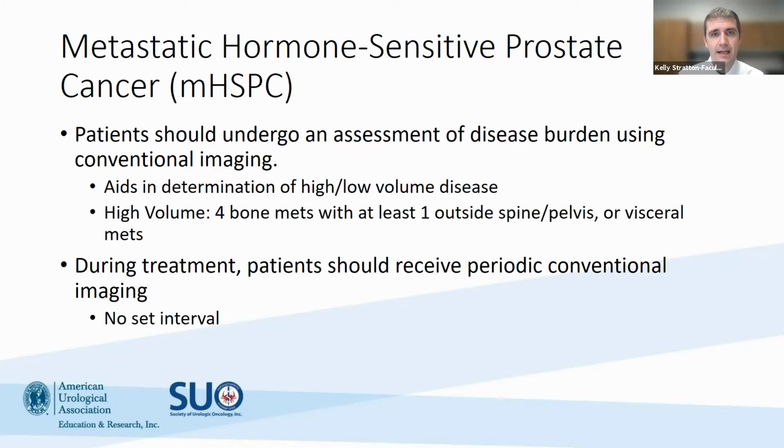For patients with metastatic hormone-sensitive prostate cancer, they should undergo an assessment of their disease burden. Using conventional imaging is what we have used in clinical trials to determine disease volume. So high volume versus low volume, particularly that definition of high volume disease is 4 bone metastases with at least 1 outside the spine or pelvis, or the presence of visceral metastasis. Then during treatment, patients will receive periodic imaging to make sure that there have been no changes as well.